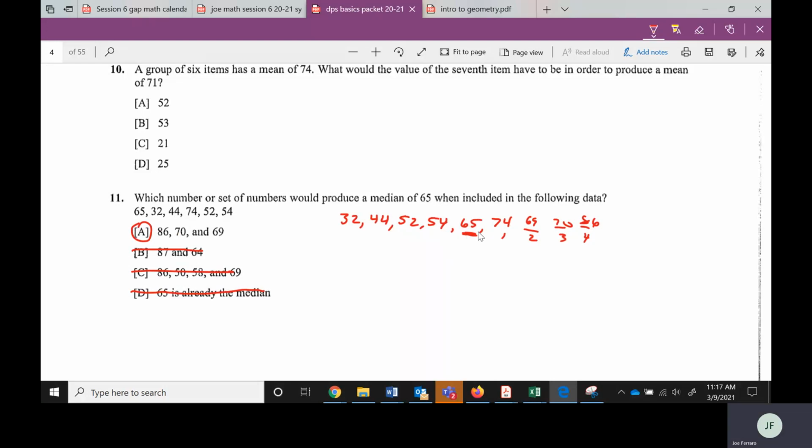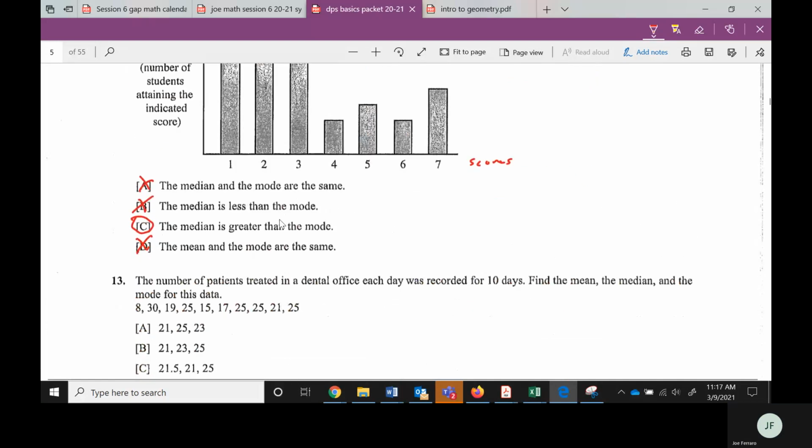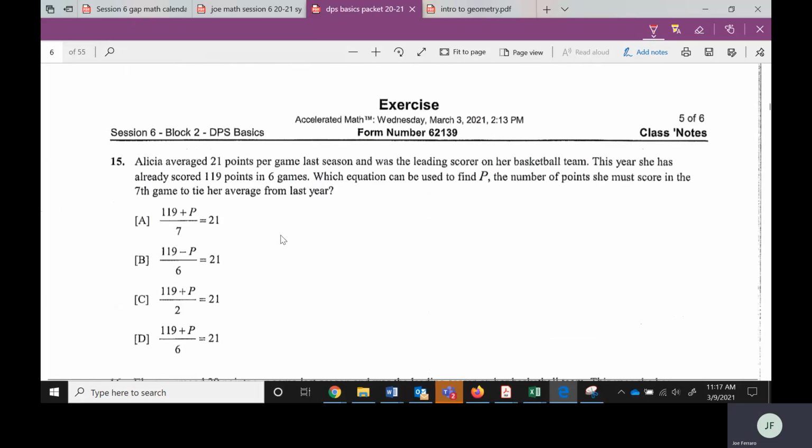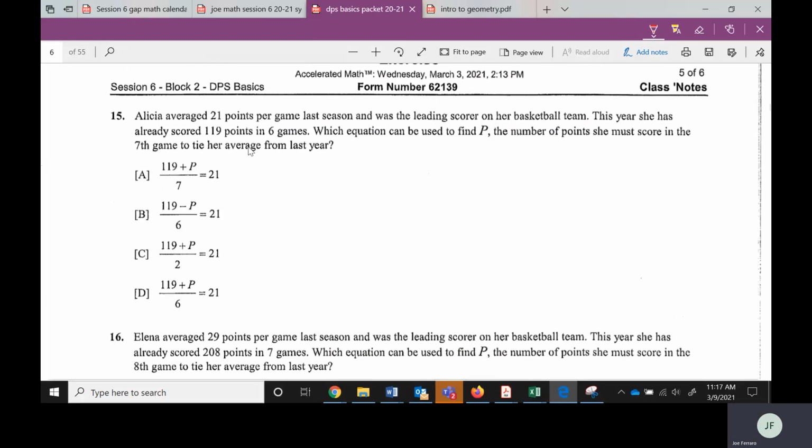All right, I think we got one more to do, which is not going to be a long one. Number 15 says Alicia averaged 21 points per game last season and was the leading scorer in the basketball team. This year, she's already scored 119 points in 6 games. Which equation can be used to find P, the number of points she must score in the 7th game to tie her average from last year?